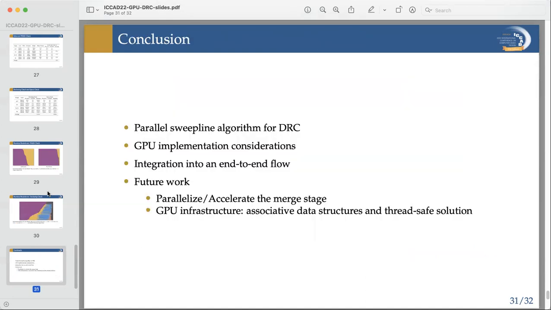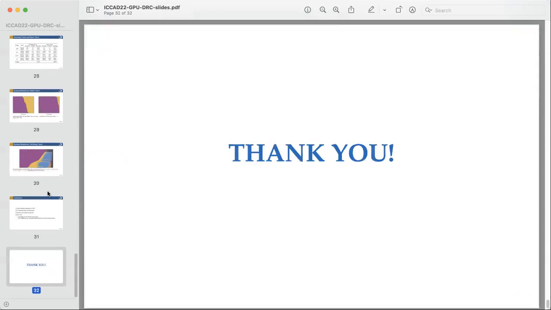And here is our conclusion. We have presented a parallel sweepline algorithm for design rule checking and also discussed some GPU implementation considerations. We have integrated our algorithms into an end-to-end flow and have demonstrated significant speedups. And the future work includes the parallelization or acceleration of the merge stage, as it becomes the new runtime bottleneck. And we feel that it is desirable to develop more GPU programming infrastructures, including associative data structures and their thread-safe solutions. Thank you.